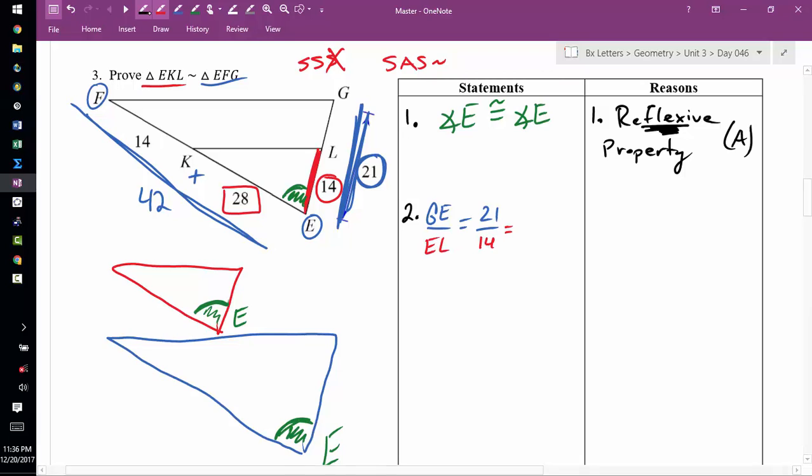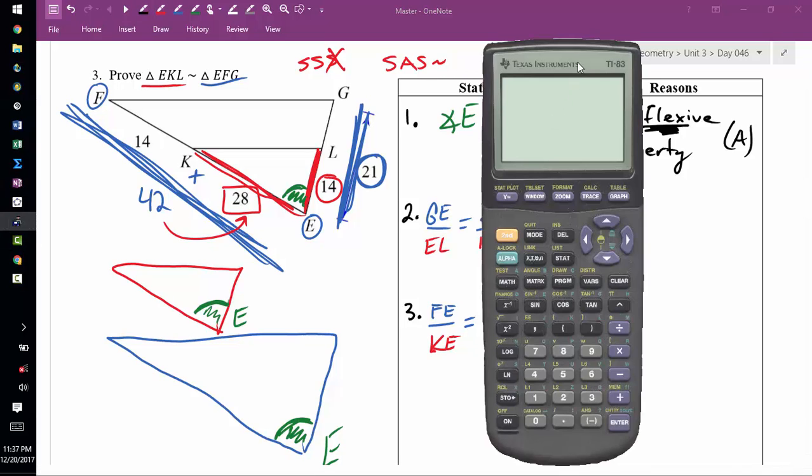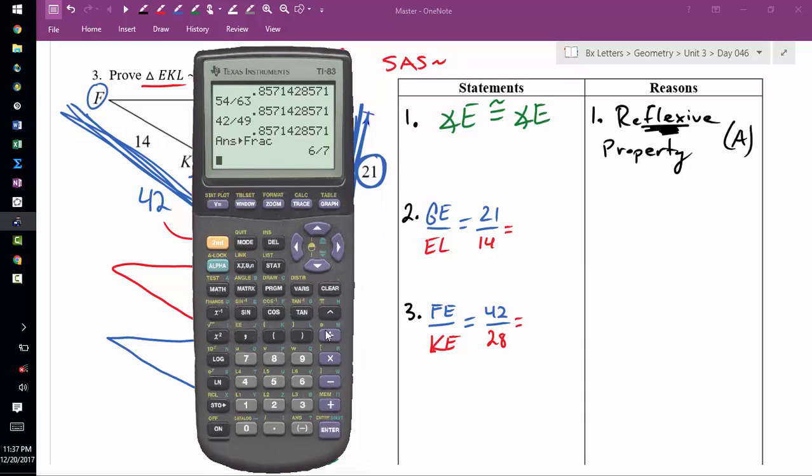We'll write in that ratio in a second. 3. Do my bigger sides now, from F all the way to E. So F to E, and that side is 42. And that corresponds to this 28, which is side KE. And whatever these ratios are, I know they must be equal in order for the triangles to be similar.